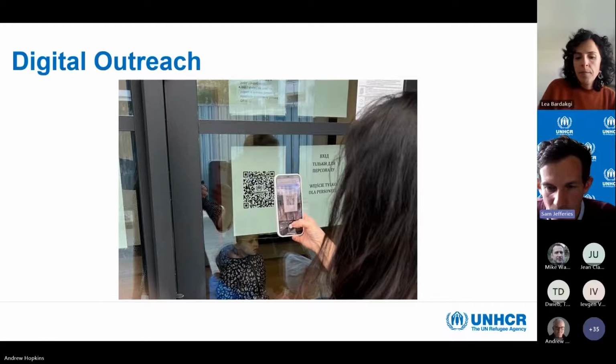Similarly, when the Ukraine response started in 2022, we launched our first digital outreach program, which saw more than 300,000 families approach us for assistance in the first 7 days of setting up this digital system, which added further evidence to the benefits that can be brought about through intelligent digital programming.